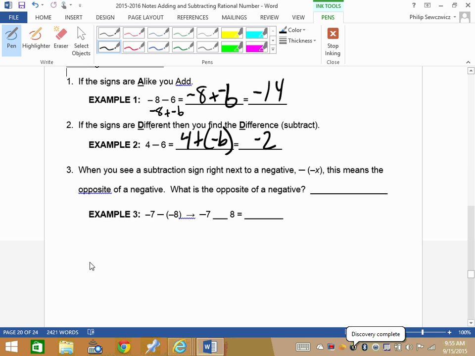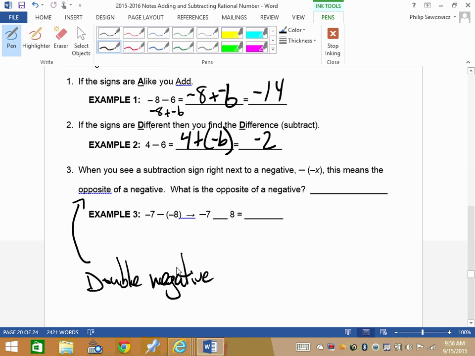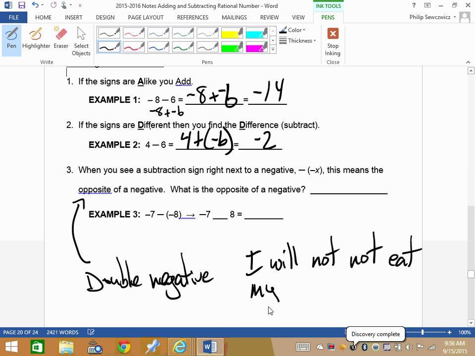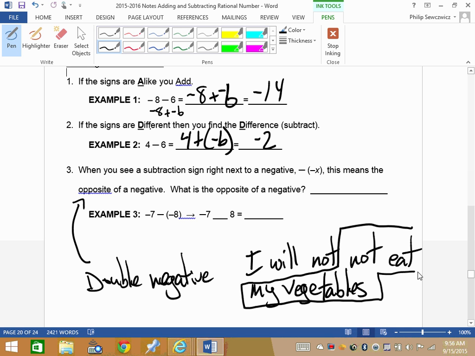So also the phrase the whole opposite of a negative is referred to as a double negative. Now, if we think about it, we don't really talk in double negatives. It's not proper in the English language, because let's think about it. I will not not eat my vegetables. So what we're saying is that we're not going to do this. Well, not eat my vegetables. What's the opposite of not eating? Eat your vegetables. So a double negative technically knocks each other out and it becomes a positive statement. I will eat my vegetables.